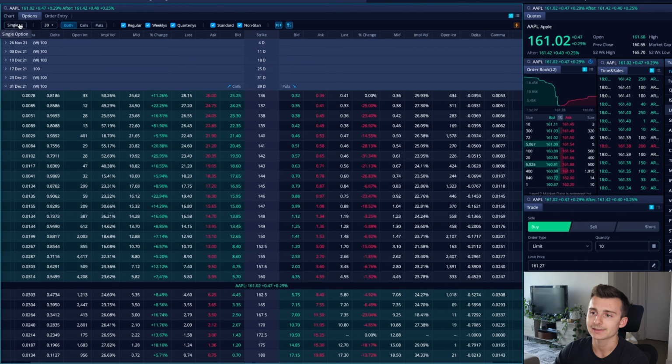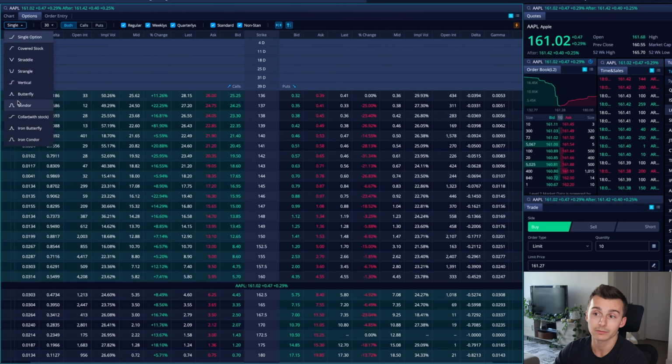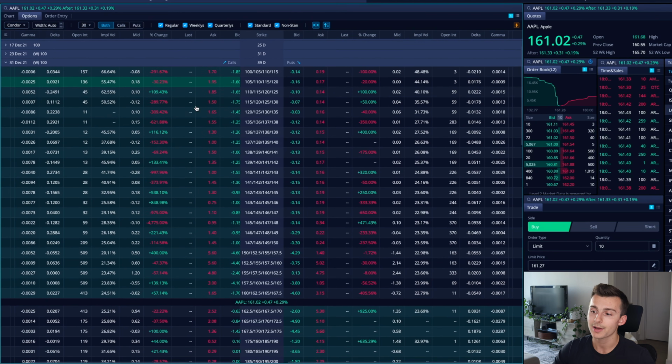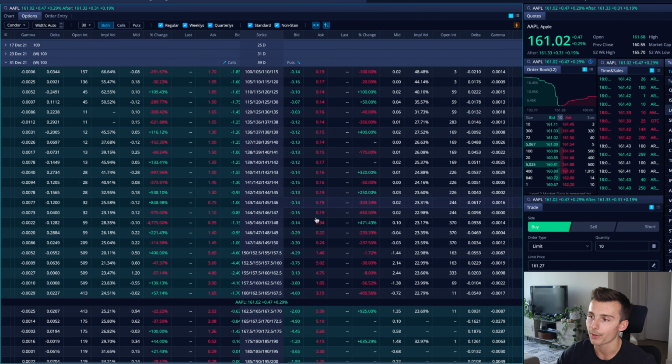Now, where it says single option, I'm going to click on that and change that. And here is where we can just move right along to where we want to go. I'm going to go to the Condor. So we have Condor right there, and just like that, boom, we're into the Condors, and now we can dive into what we want for Apple. So we see that we have those 4 strike prices all lined up across the middle, and we can go on the put side, the right-hand side, or we can go on the call side.